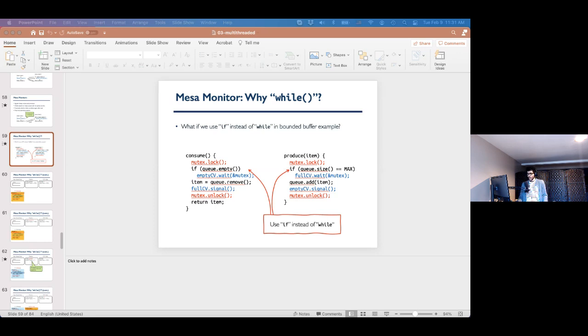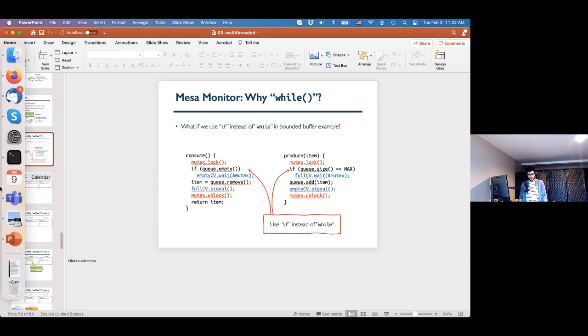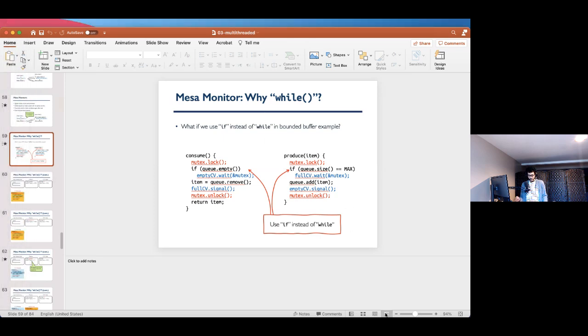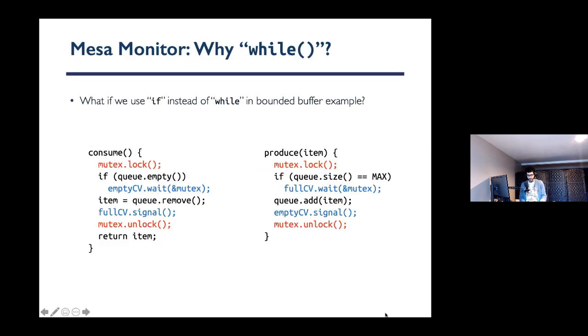Okay, so let's jump into the topic at hand. So we're talking about Mesa and Hoare implementations. And the main difference was that with Mesa, we needed a while when we were checking the condition. Now, to just run an example, we turn this while to if to see if anything goes wrong.